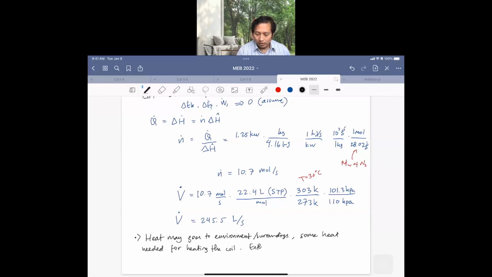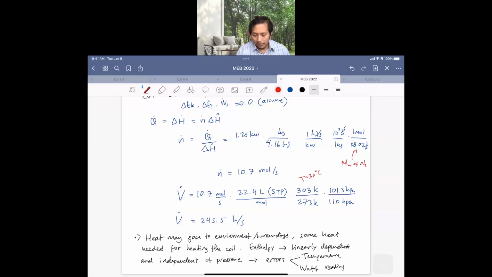And enthalpy is going to be linearly dependent and independent of pressure. So the errors that might happen will be in the temperature, the measured temperature, and the watt reading. Okay, so what does this mean?